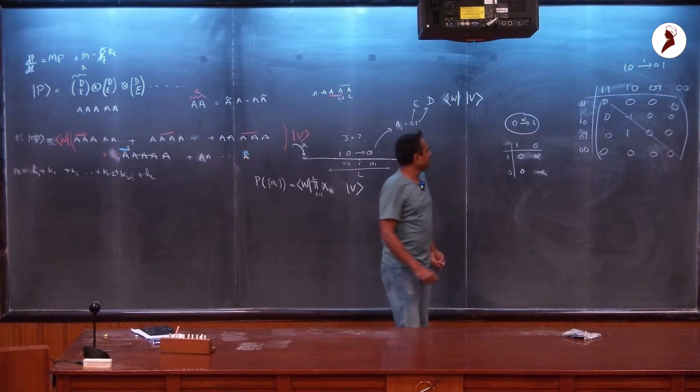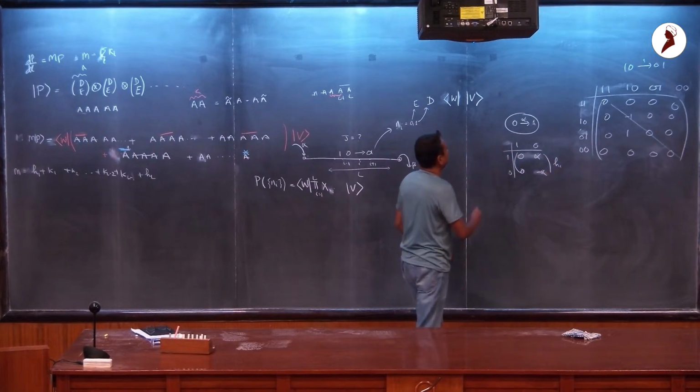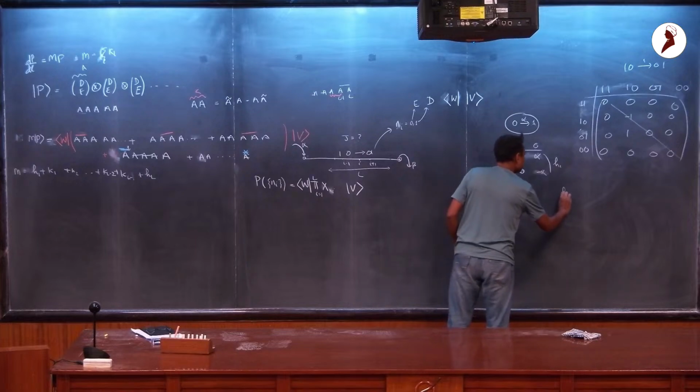So this is the one. Is it correct? So this matrix is H1. And what will be the other one? H_L?